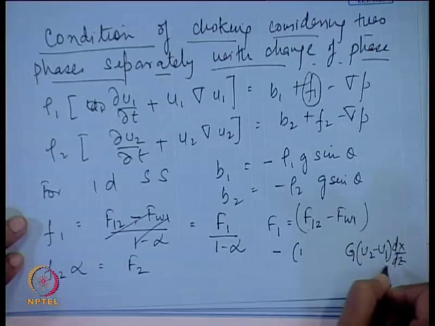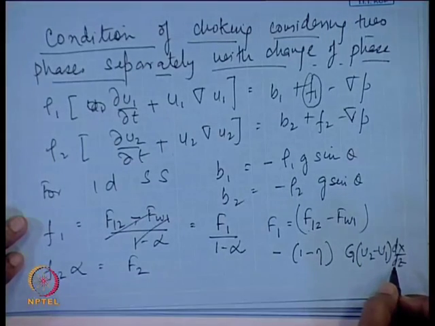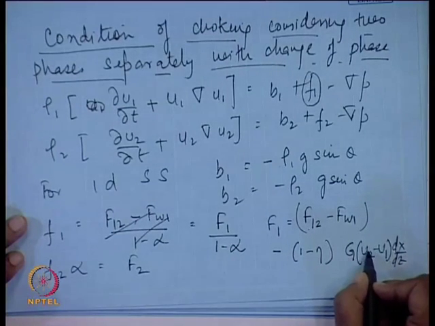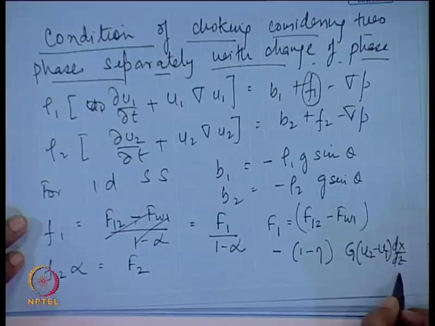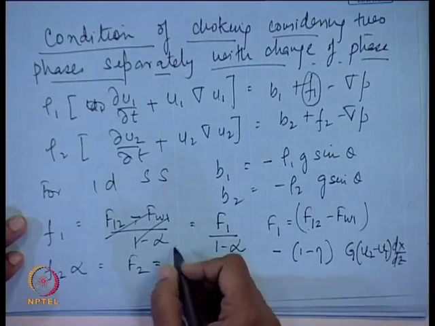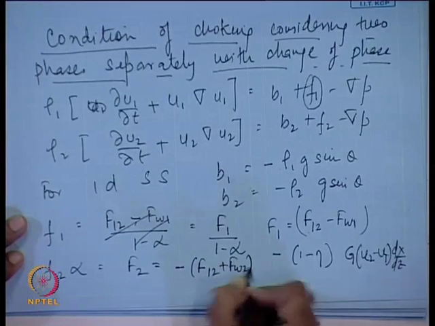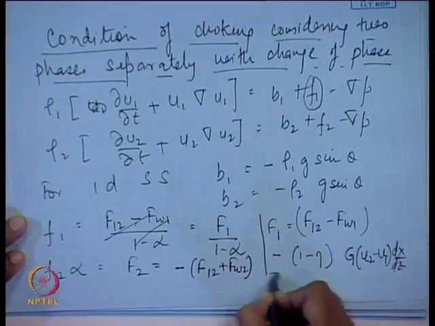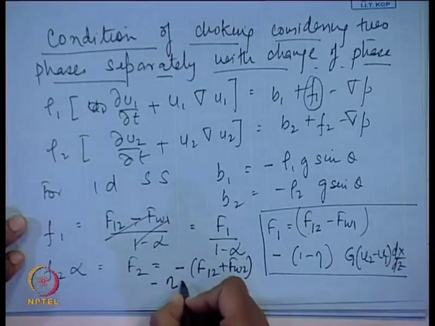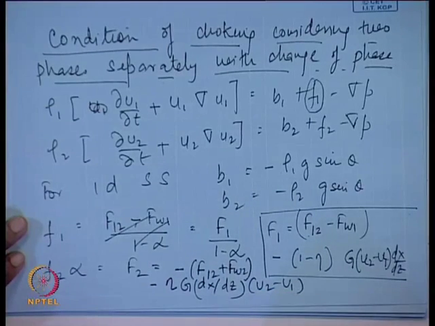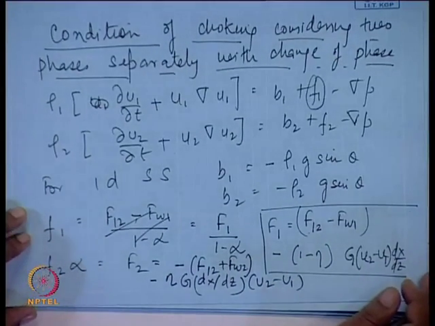Out of this total force, we had assumed that 1 minus eta of the total force goes to phase 1 and eta amount of the total force goes to phase 2. Remember those things? So, therefore, we find F1 equals F12 minus FW1 minus (1 minus eta) into G (U2 minus U1) dx dz. The same way we can write F2, this is equal to minus of F12 plus FW2, minus eta G dx dz into U2 minus U1. So, these things we had already derived, right?